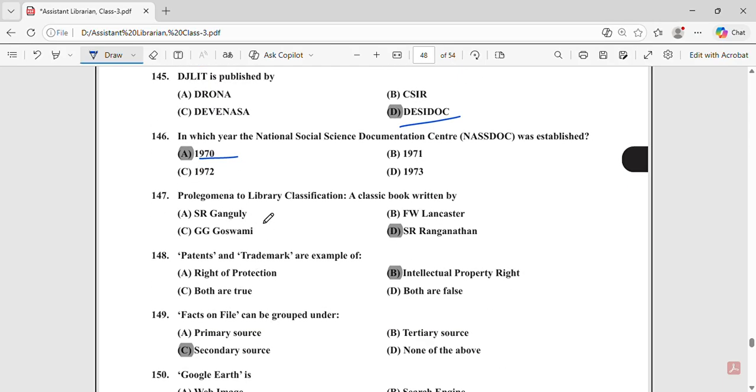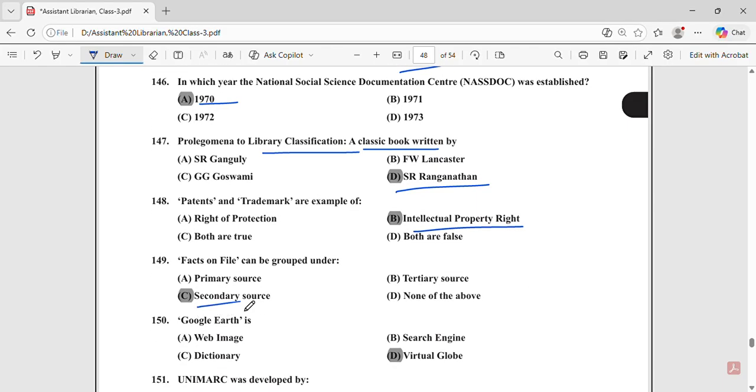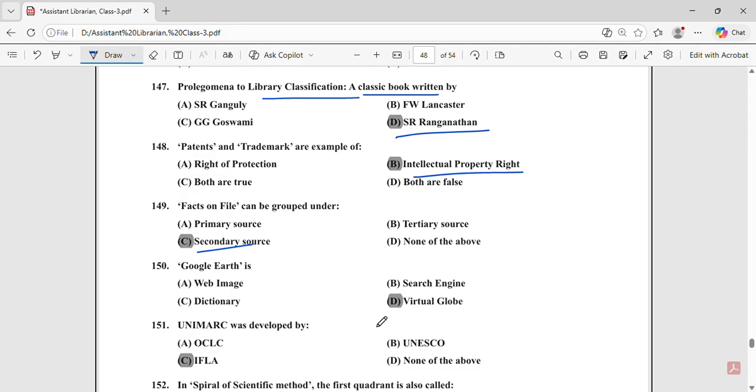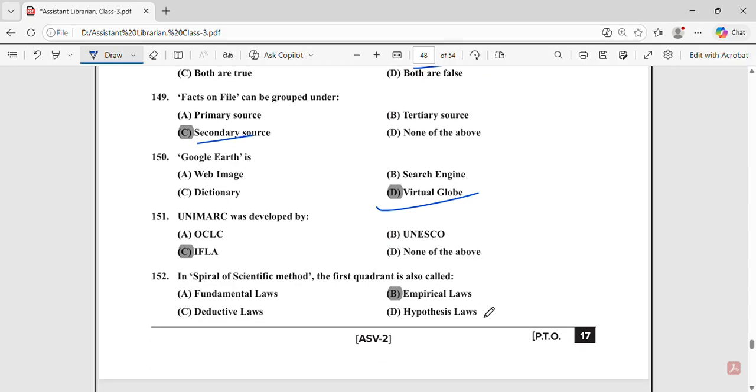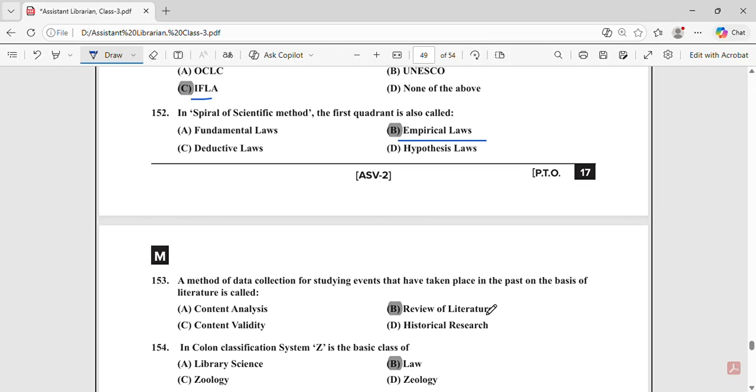In which year was the National Social Science Documentation Center established? 1970. Prolegomena to Library Classification, a classic book, was written by S.R. Ranganathan. Patent and trademark are examples of intellectual property right. Facts on File can be grouped under secondary sources. Google Earth is a virtual globe. UNIMARC was developed by IFLA.